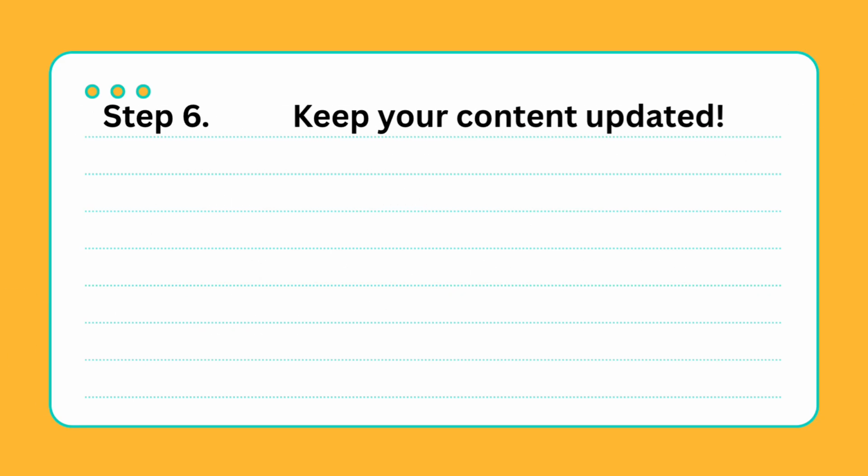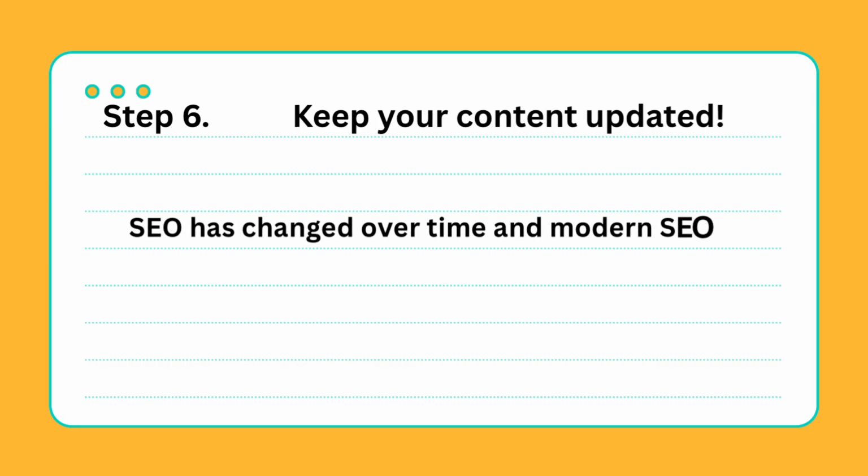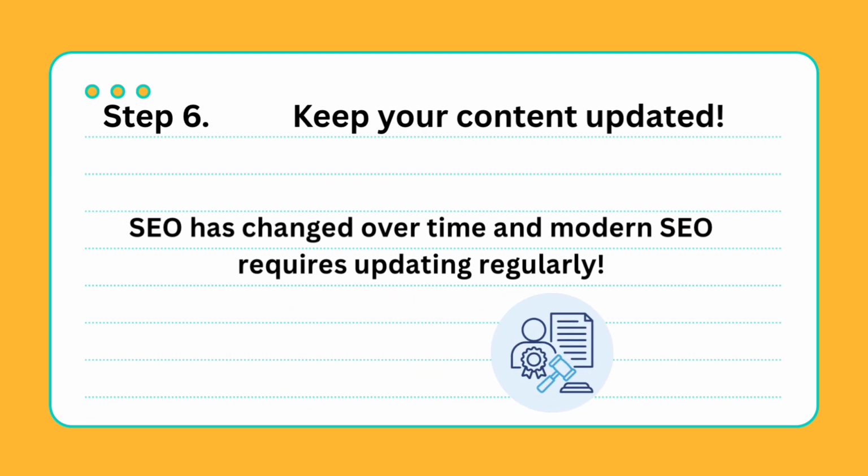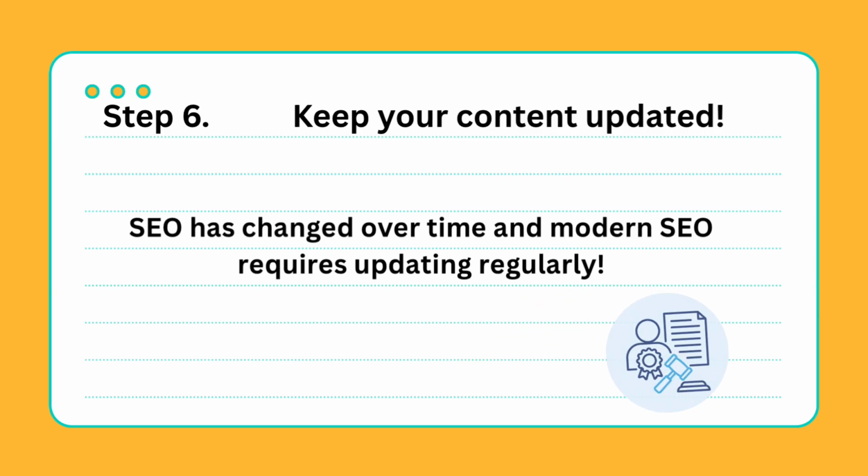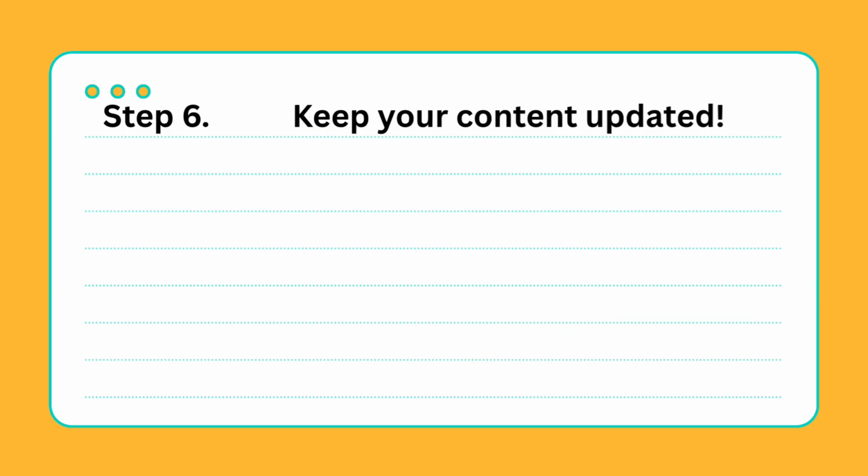Step 6. Keep your content updated. Modern SEO is not a write once and forget forever strategy. You should update your content regularly. For example, if you wrote an article in 2023 called Best Laptops for Students, you should update it in 2025 with new models, updated information, and fresh data. Google prefers updated content because users are always looking for the latest information.